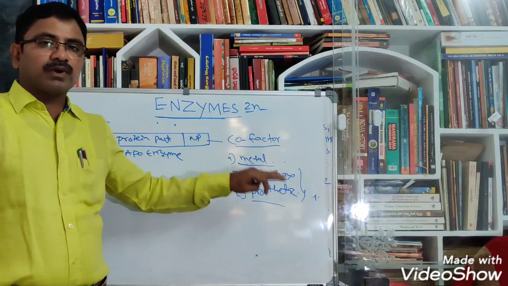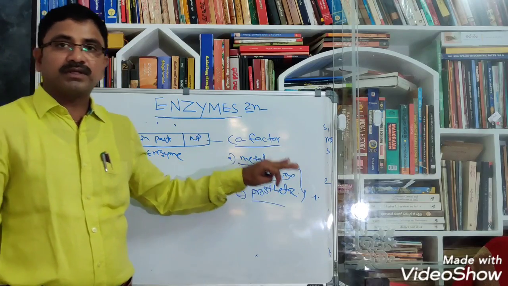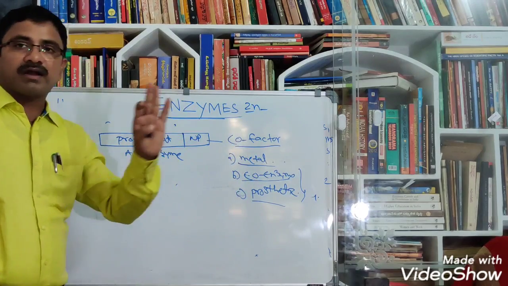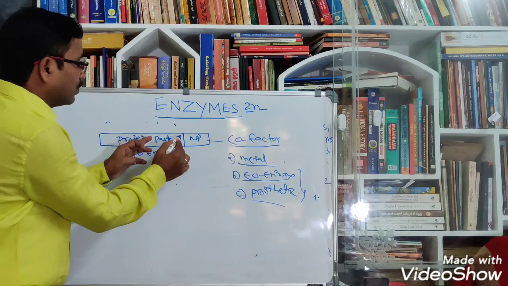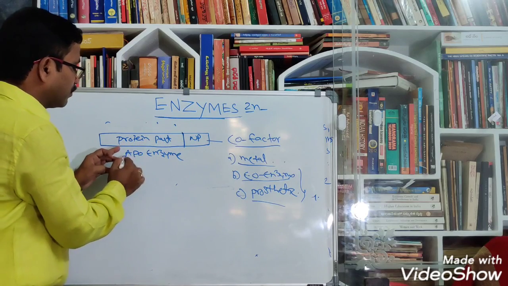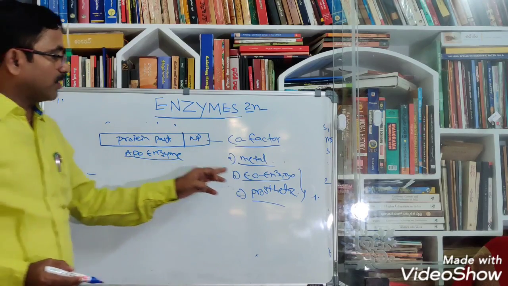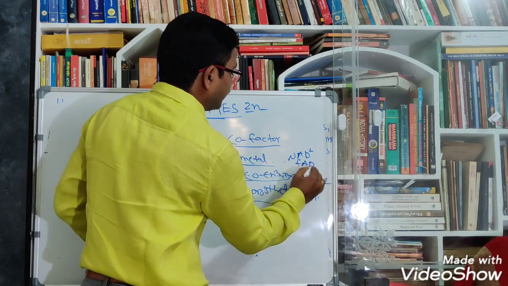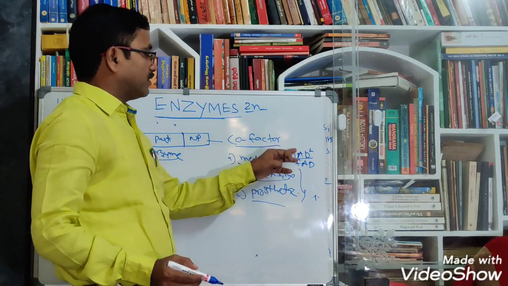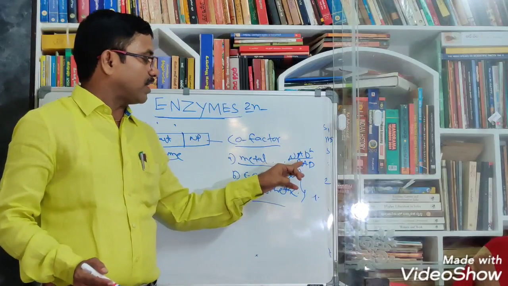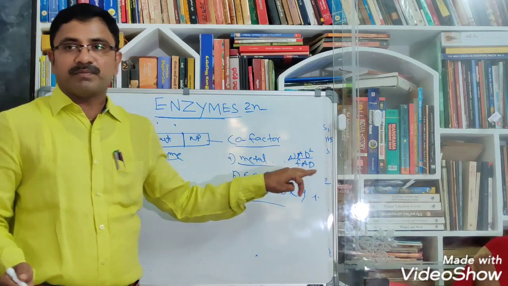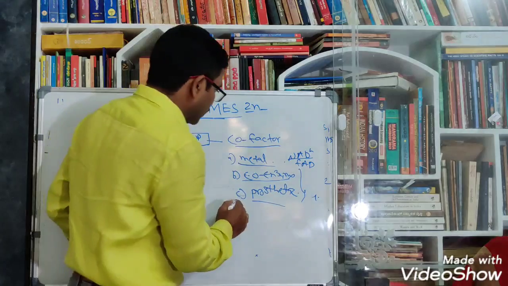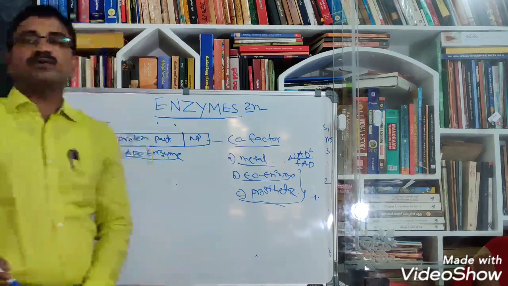Coenzymes are organic material loosely associated with the protein part, that is the apoenzyme. NAD and FAD, nicotinamide adenine dinucleotide and flavin adenine dinucleotide, are examples. They act as coenzymes. Next, the third kind of cofactor is the prosthetic group.